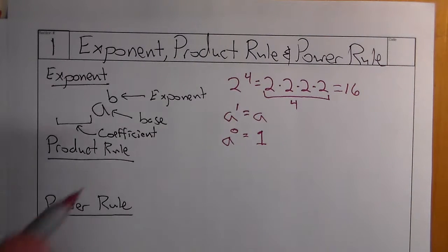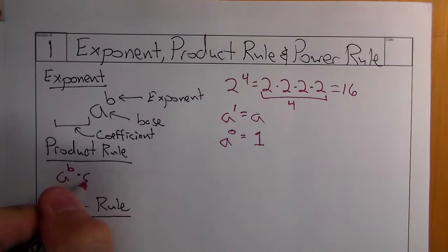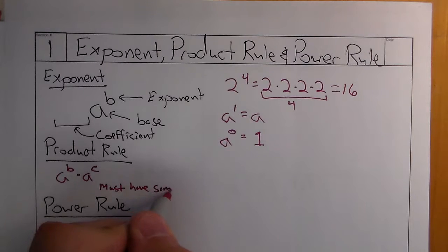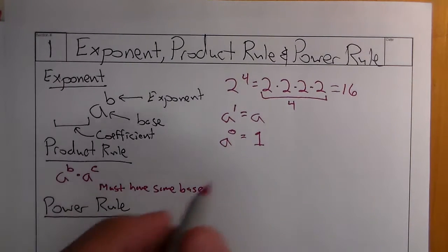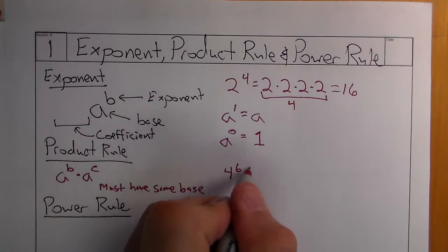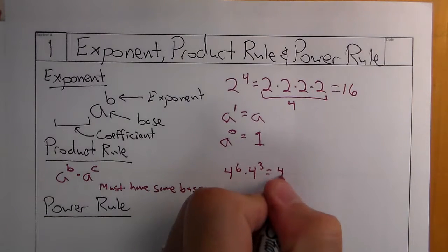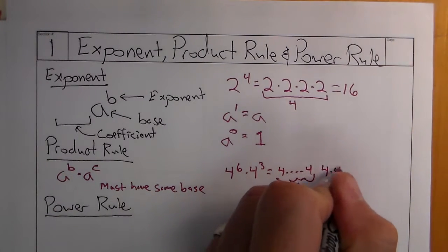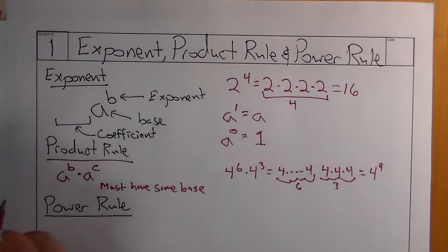For the product rule, we're going to look at a to the b times a to the c. And these must have the same base, which in this case is the a's. We're going to take something like 4 to the 6th and 4 to the 3rd. Together, that says, well, I have 6 4s, and I have 3 4s, and together, that gives me 9 4s.